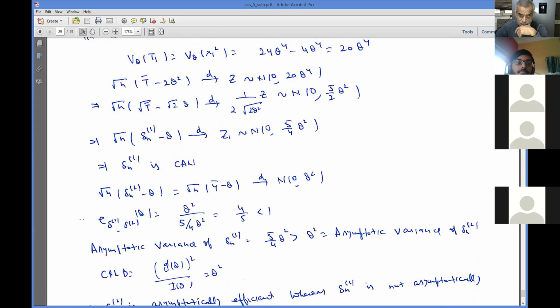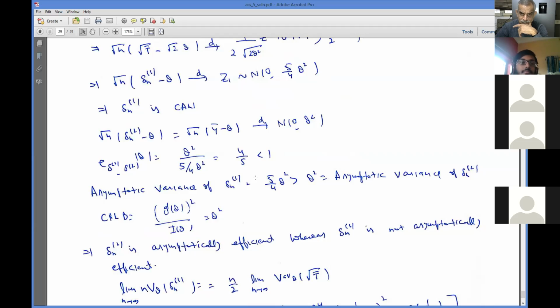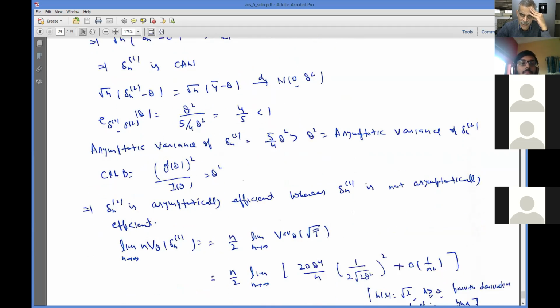You can consider the asymptotic relative efficiency of delta 1 with respect to delta 2, which turns out to be 4 by 5, which is less than 1. Asymptotic variance of delta n1 is 5 by 4 theta square, which is greater than theta square, which is equal to the asymptotic variance of delta n2, which attains the Cramer-Rao lower bound, theta square. So delta n2 is asymptotically efficient, whereas delta n1 is not asymptotically efficient. Is that okay?